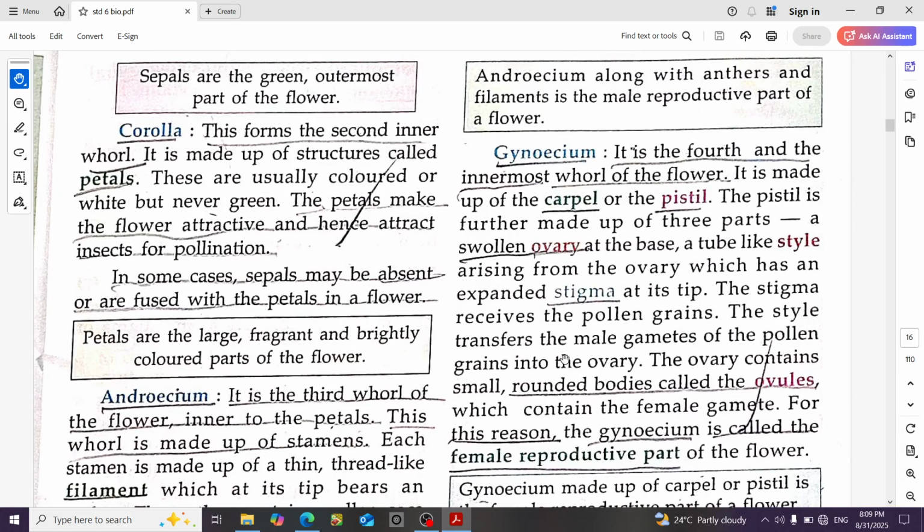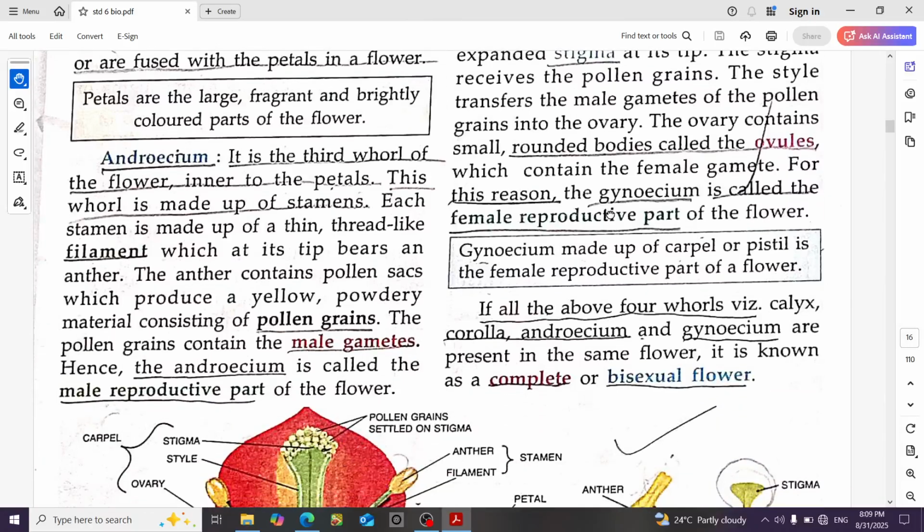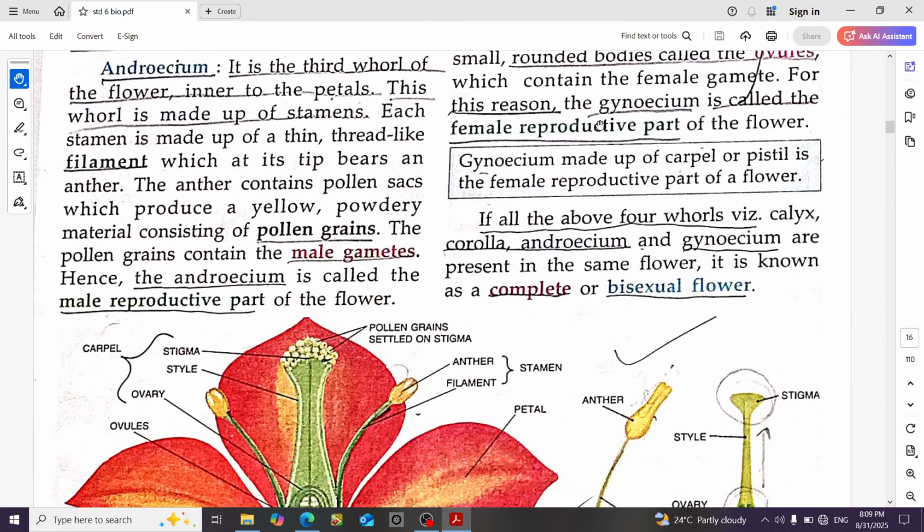Then we have the male part, which is the androecium. This is the third whorl of the flower. It is made up of stamens. There are thread-like filaments which at the tip bear the anthers. You can look at the picture here. Here we have the anther. Here is the filament. They produce the pollen grains which have male gametes in them. It is the male part of the flower.